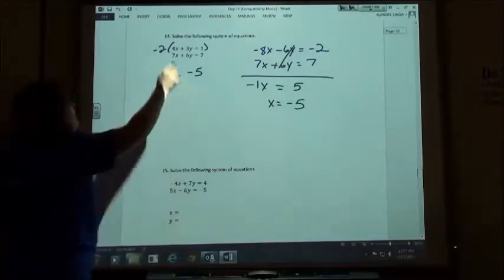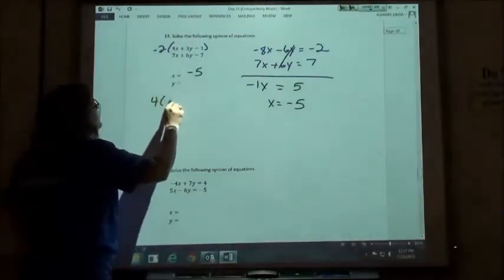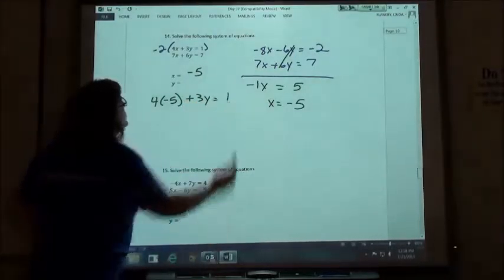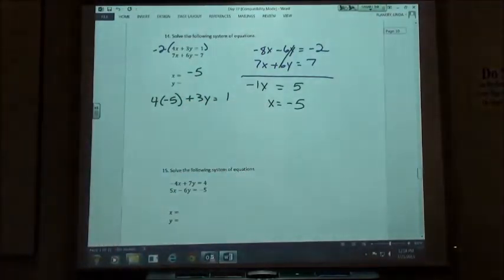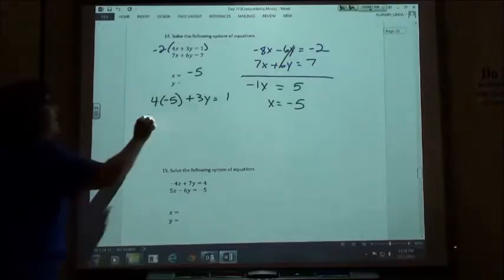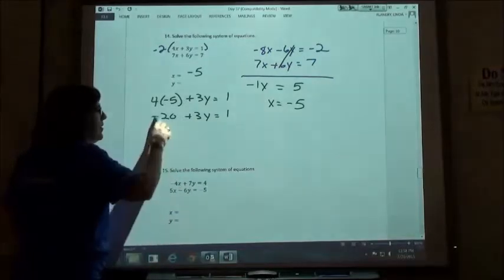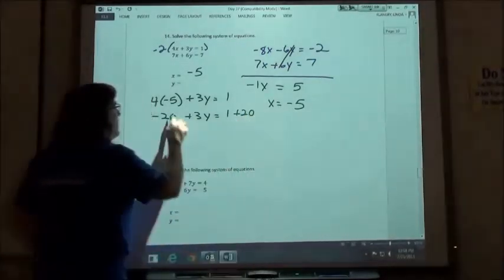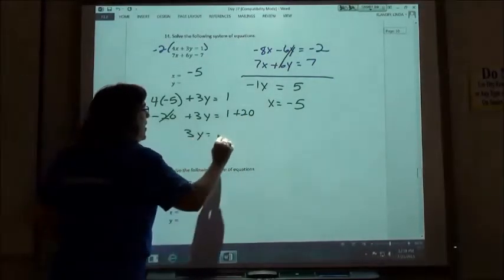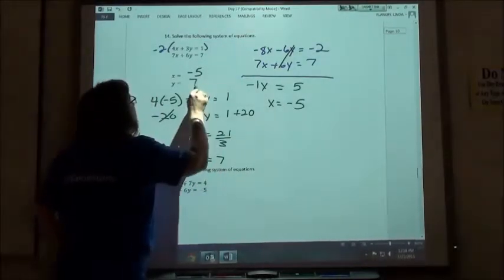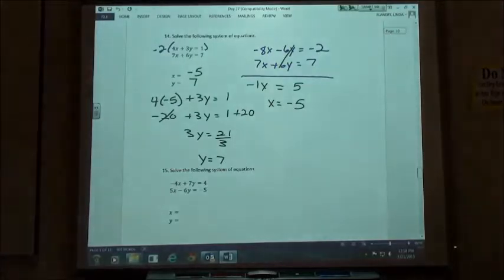Plugging that into my top equation, 4 times my x value of negative 5 plus 3 times my y value, which I don't know, equals 1. So negative 20 plus 3y equals 1. I'm going to add my 20 when I move it over. So 3y equals 21, and if I divide, y ends up being equal to 7.